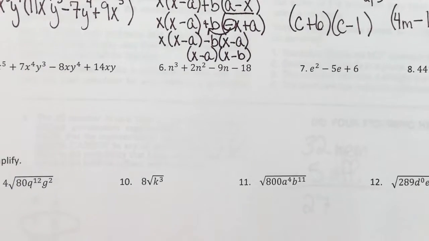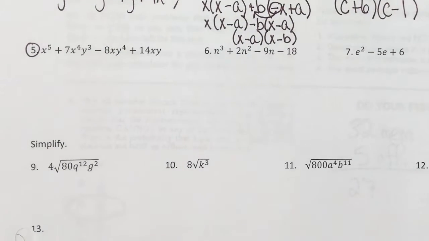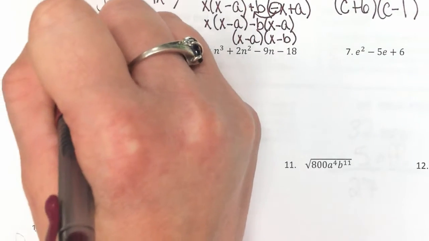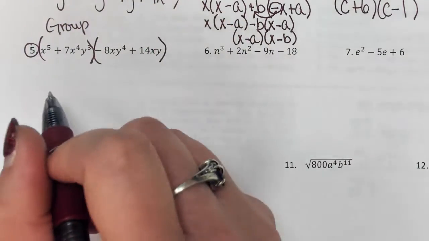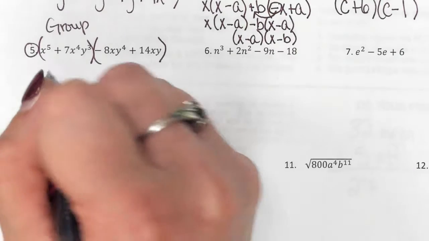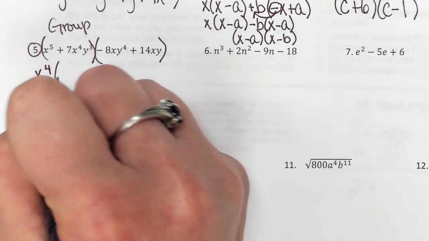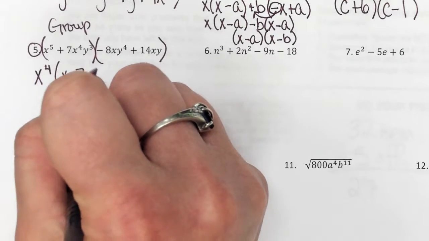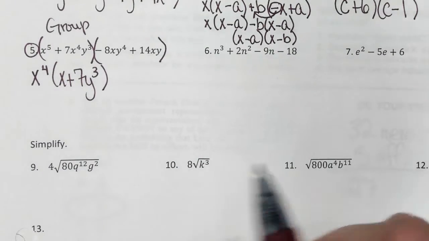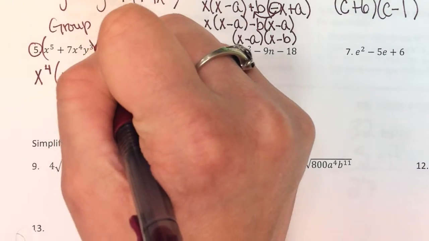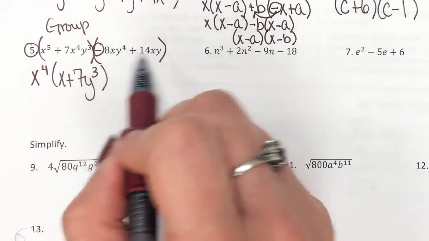All right, last one. Here we go. How many terms does it have? 4. So we're going to group it. And what do the first 2 have in common? X to the 4, which would leave you with x plus 7y cubed. We're going to take that negative sign out. What do these 2 in the back have in common?